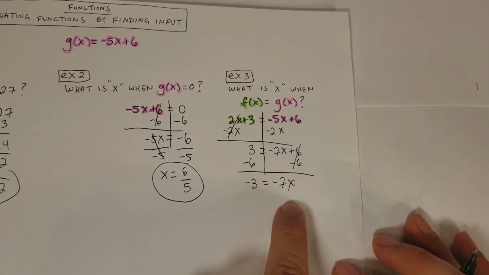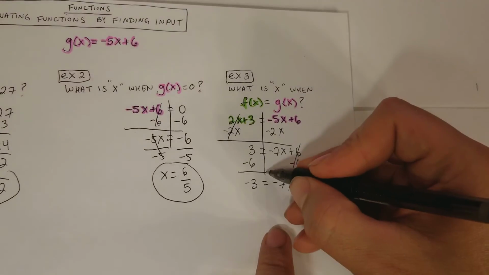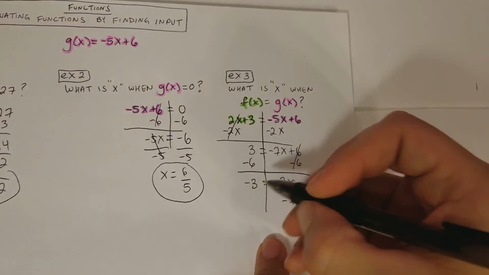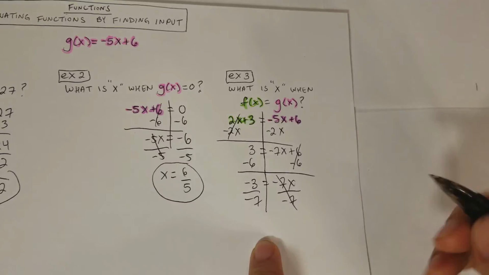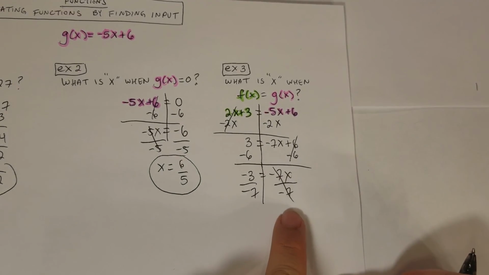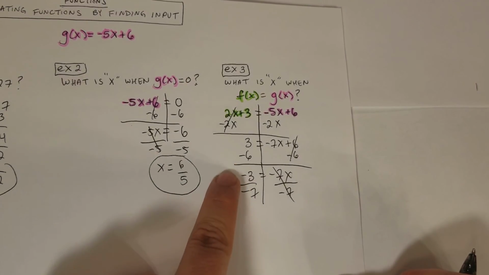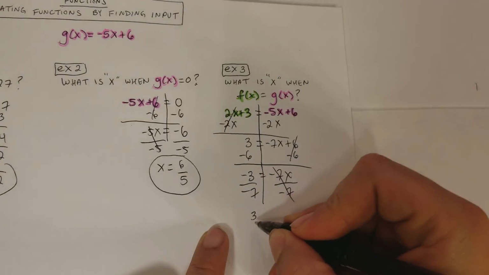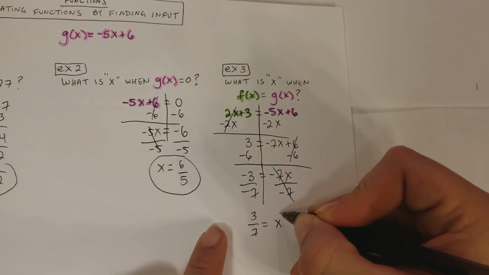We want to get rid of the negative 7 to get the x by itself, so we're going to divide. Divide by negative 7, divide by negative 7, and we are done. So x is equal to that stuff. The negative and the negative cancel. So we get 3 over 7 is equal to x.